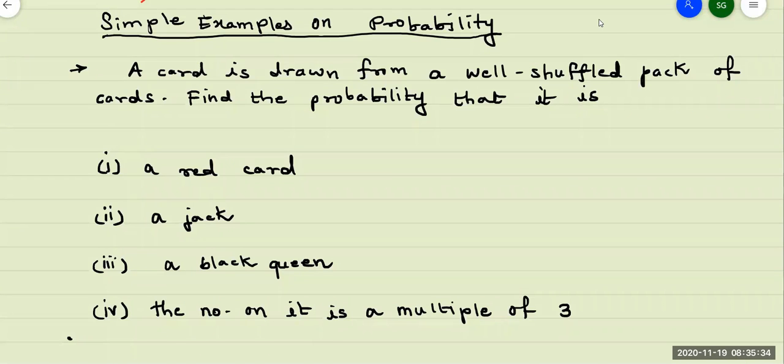Okay, now let us go to the next example, a simple example on probability, which is again based on the definition. The problem is like this. A card is drawn from a well-shuffled pack of cards. Find the probability that it is, first event, a red card, second, a jack, third, a black queen, and fourth, the number on it is a multiple of 3.